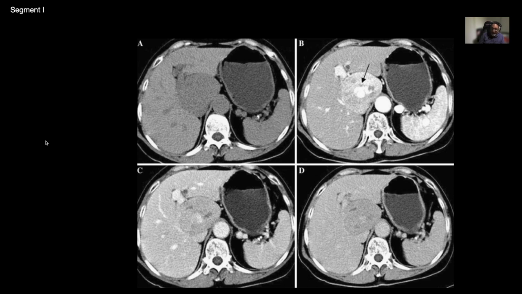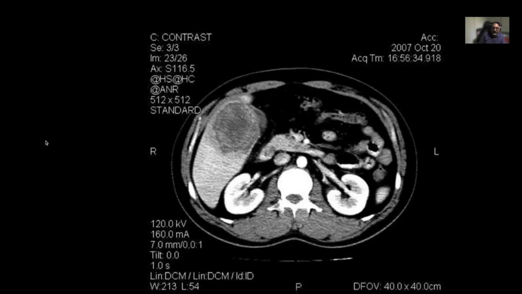But good job figuring it out. I mean, calling it 4A, that's fairly correct for the way I described it. So, cool one. All right. What segment of the liver would that be?